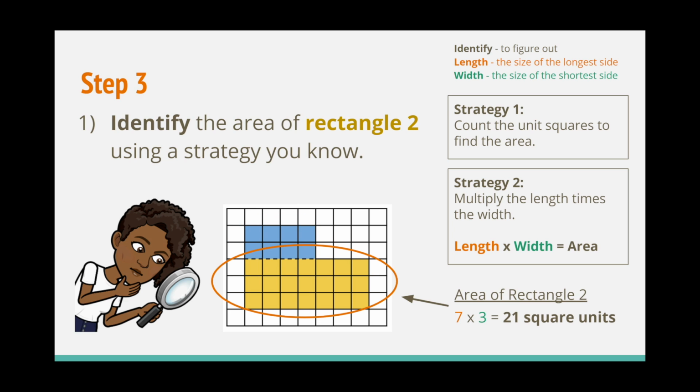Step 3. Identify the area of rectangle 2 using a strategy you know. Like the blue rectangle, you can either count the squares or multiply. I'm going to multiply the length times the width for this one because it's a bigger rectangle and it would take longer for me to count them. The length, or longest side, is 7 units and the width, or shorter side, has 3 squares. So 7 times 3 is 21 square units. That's the area of rectangle 2.